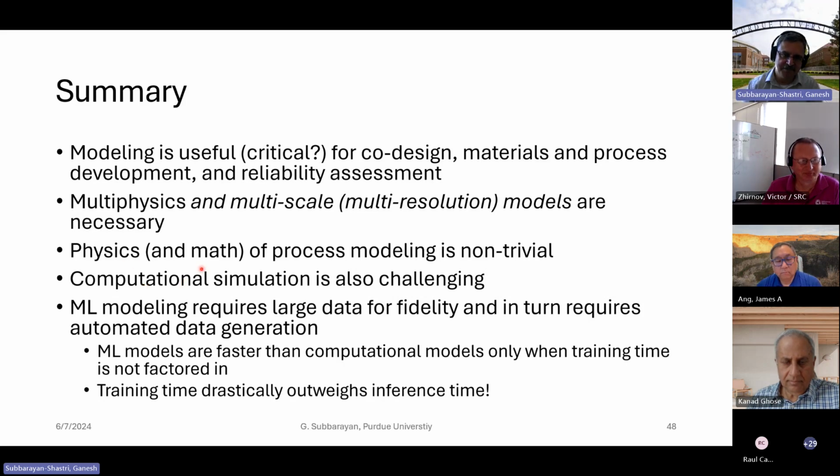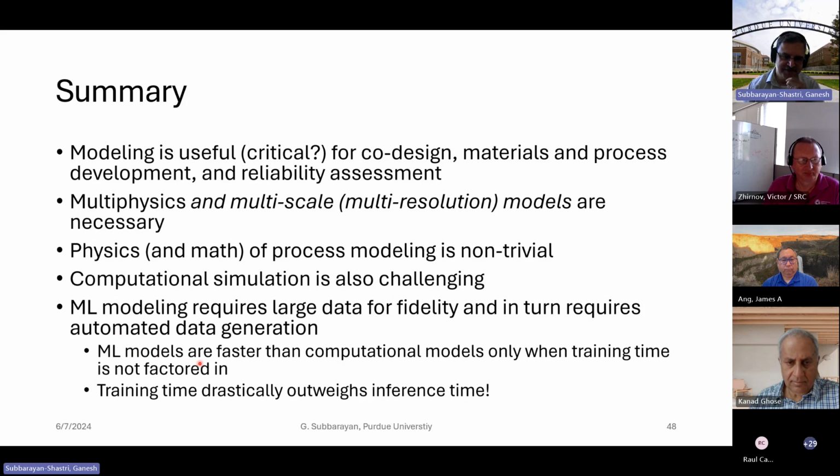And the physics and the math of process modeling is non-trivial. As you saw, generally the governing equations are not very well understood. They are non-trivial. And computational simulation of these moving boundary problems are also non-trivial. And ML modeling requires large data for fidelity, and in turn requires automated data generation. This is not well appreciated. In general, if you need large data, you need automated data generation.